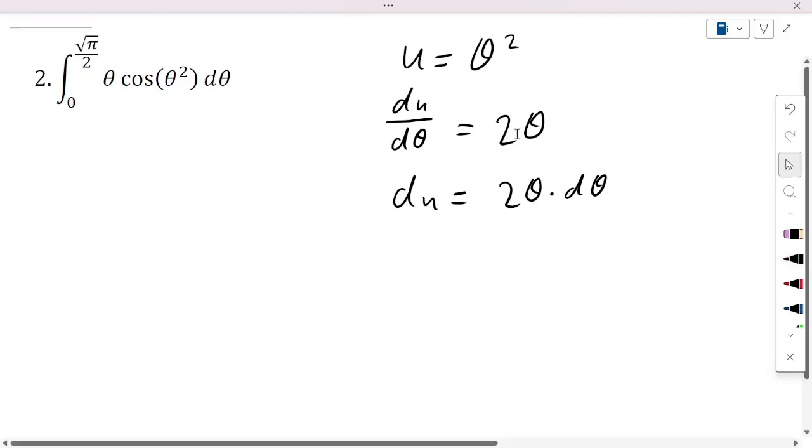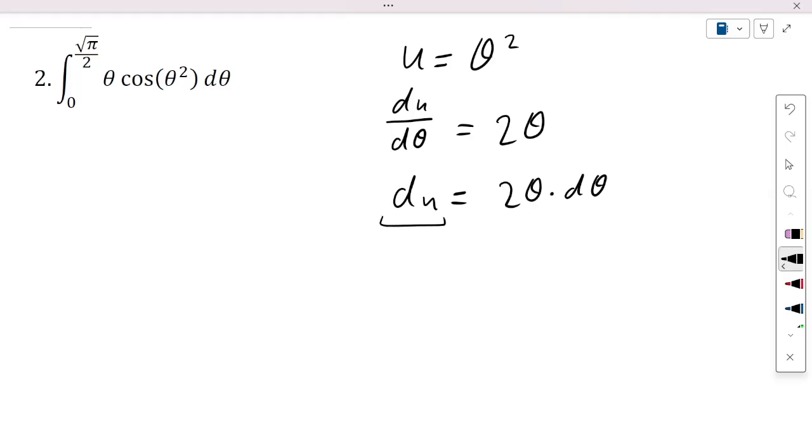Okay. Now, what we notice over here is that now we have du is equal to 2 theta multiplied by d theta. Now what I want to do is I just want to write this down quickly. This is going to be the integral of root pi over 2 and 0.